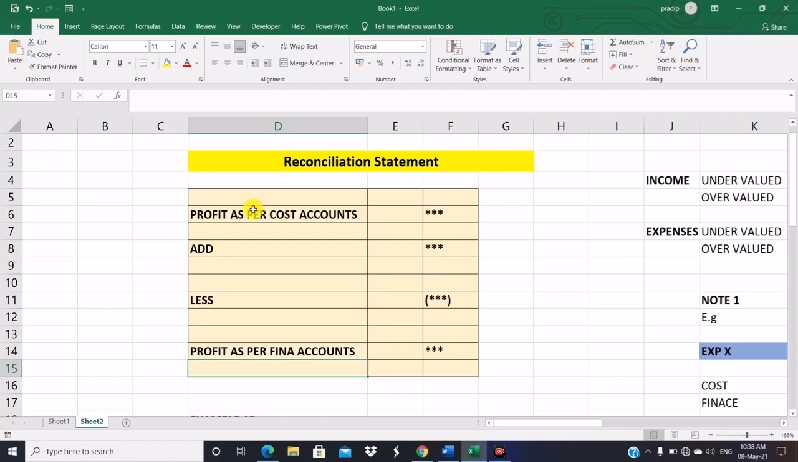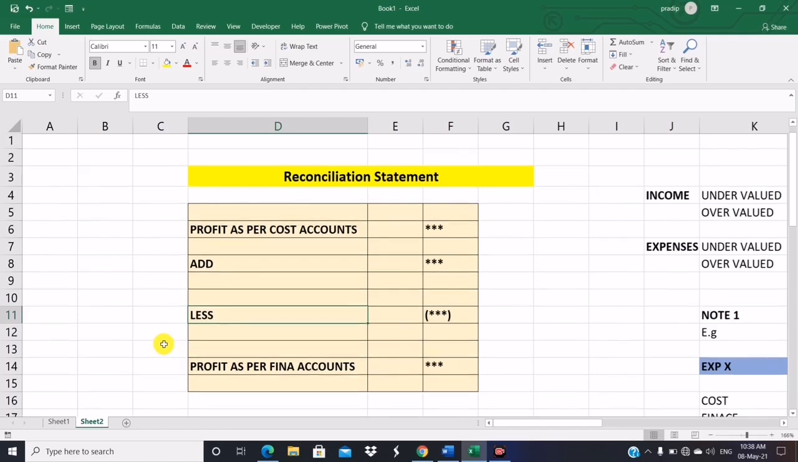As per this table, you have to start with profit as per cost account. Whether in examination profit as per cost account is given or only profit of financial accounting is given, you have to start with profit as per cost accounting, and that is fixed. After that you have to add something and you have to less something. What you have to add and what you have to less, you have to remember these two formulas. I will explain that after the table. After adding something and deducting something, you will get your answer, that is profit as per financial accounting.